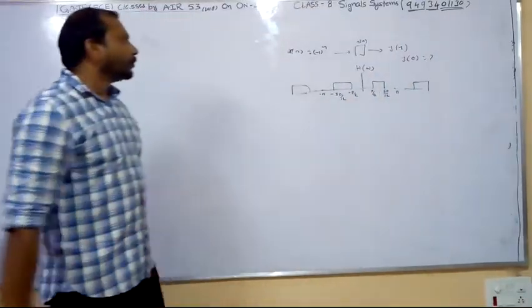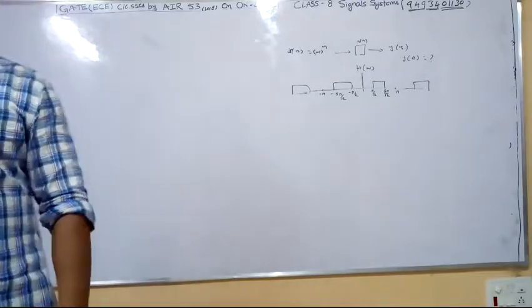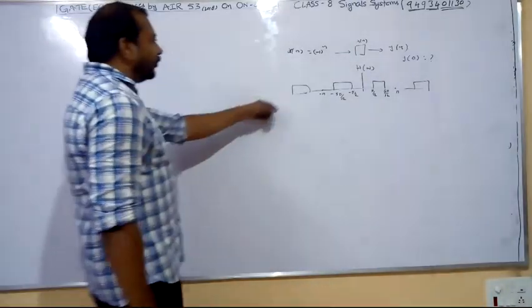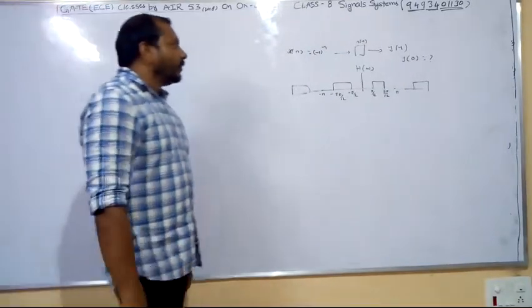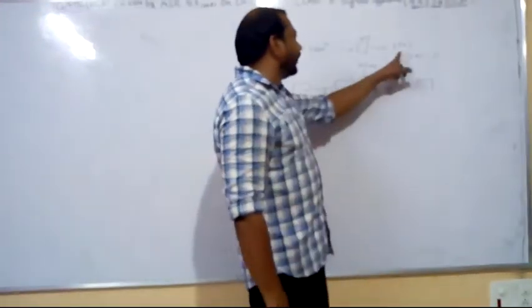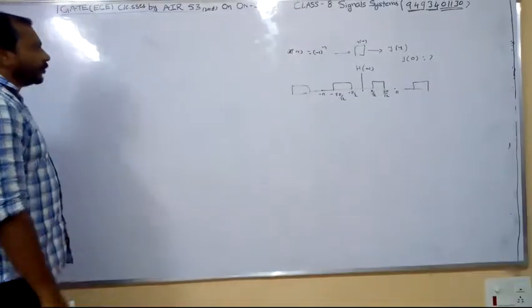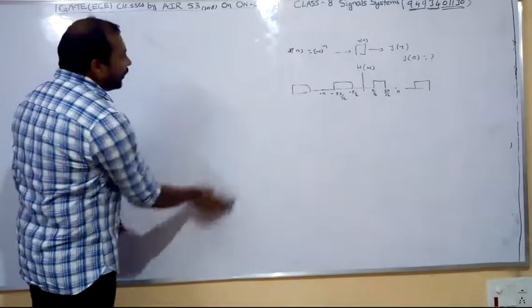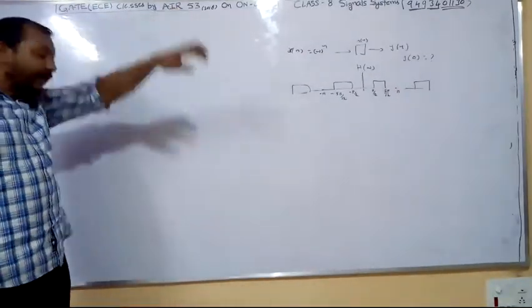X of n is equal to (minus 1) to the power n, passed through the filter whose frequency characteristics are given like this. Then the corresponding output signal is y of n. Then what is the value of y of 0? Try to write down the ck value of this (minus 1) to the power n. First of all, is the given signal x of n periodic or not?